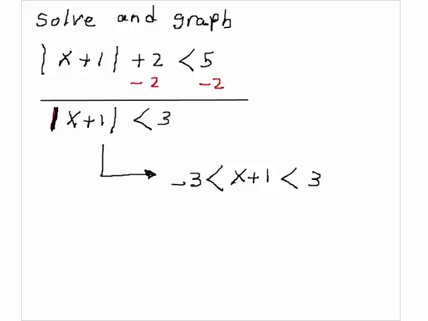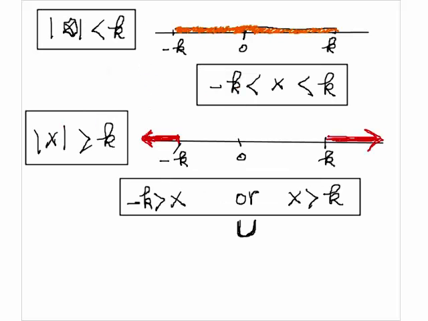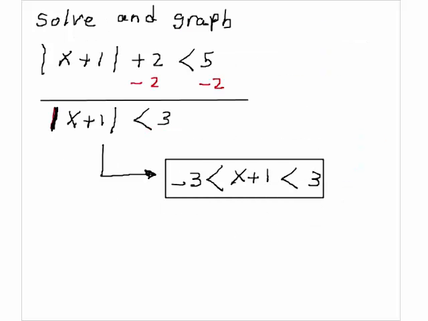Because if you follow up to this point, the rest is pretty simple. When you say absolute value of x is less than k, it means all the numbers between -k and k. In this case, instead of x, we just have x plus 1.